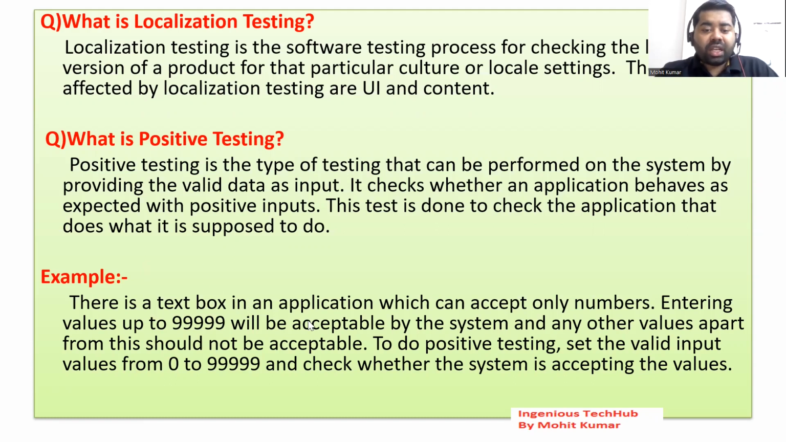There is a text box in an application which can accept only numbers. Entering values up to this value will be acceptable by the system, and any other value apart from this should not be acceptable. To do the positive testing, set a valid input, like 0 to this number, and check whether the system is accepting the values. So simple thing, we check the expected value we have, and only that value we pass. So here we only test the positive flow.